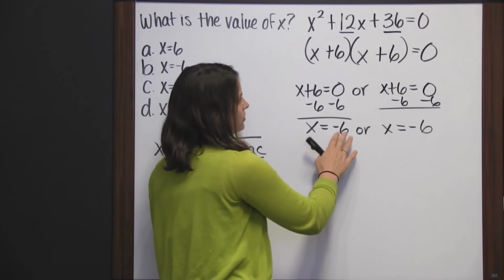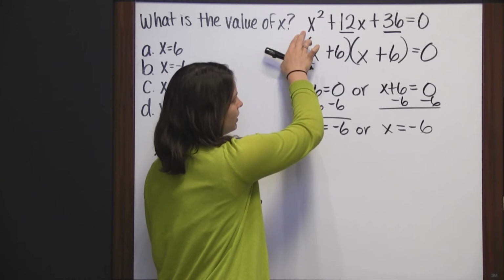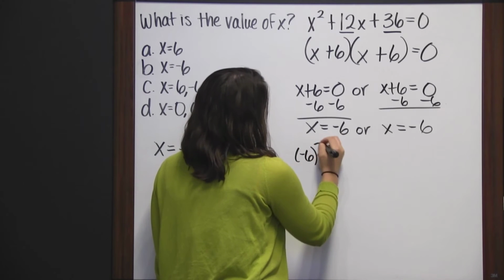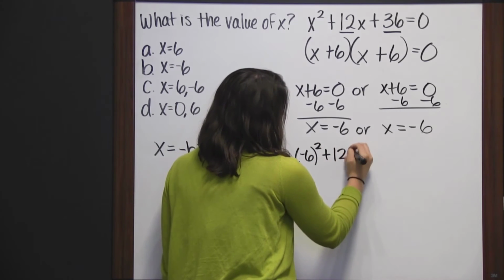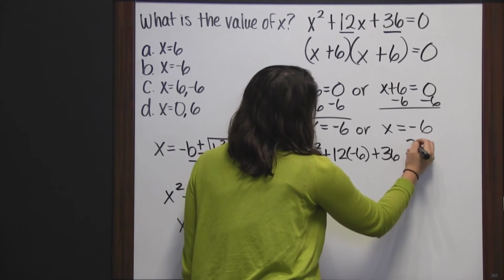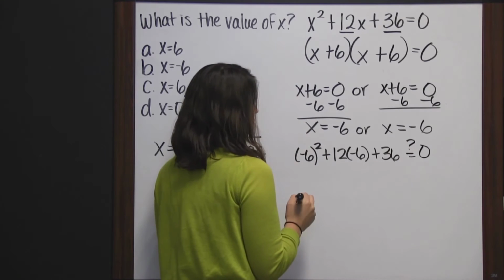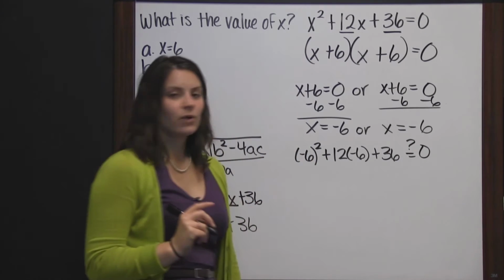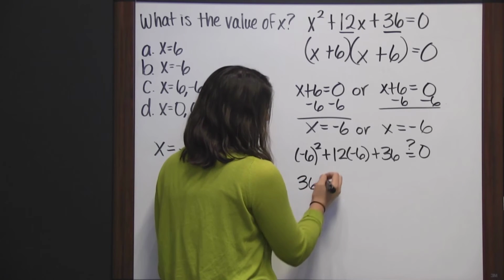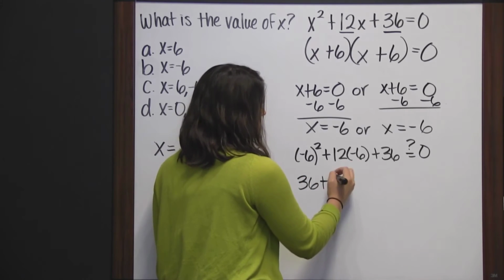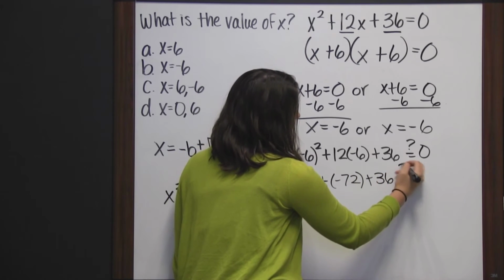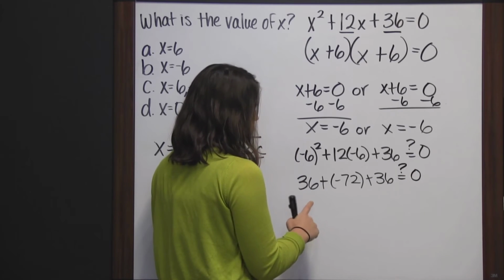You can substitute that solution back in for x and check to see that it really does work. So that's -6 squared plus 12 times -6 plus 36, and I want to know, does that equal 0? -6 squared, a -6 times a -6, is 36, plus 12 times -6 is -72, plus 36. Again, I want to know if that equals 0.